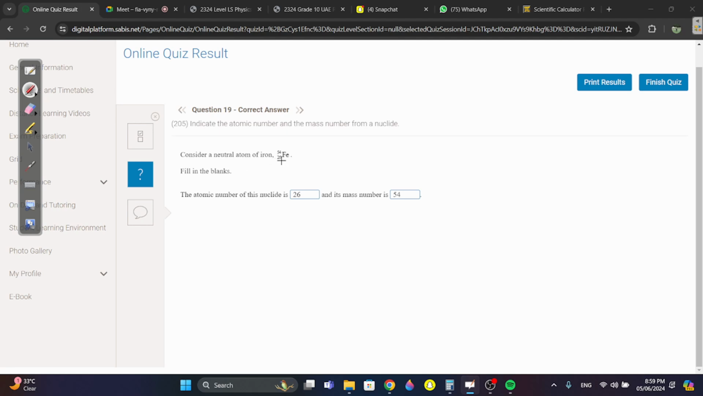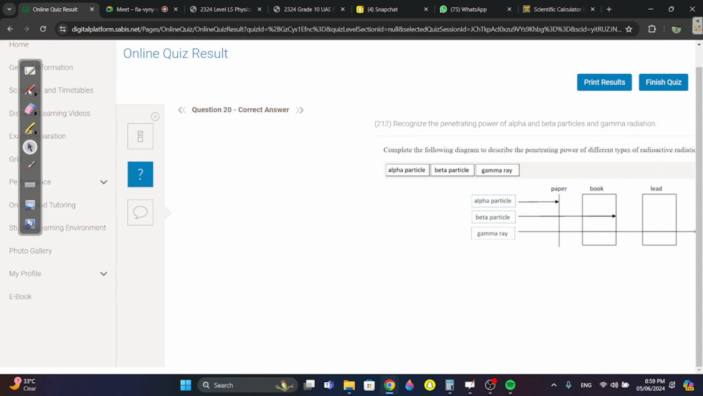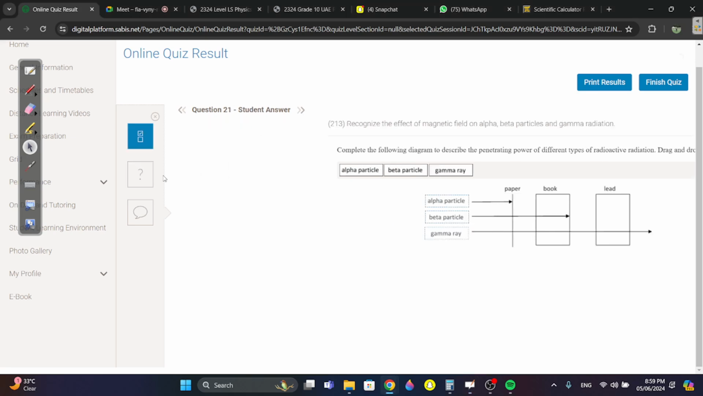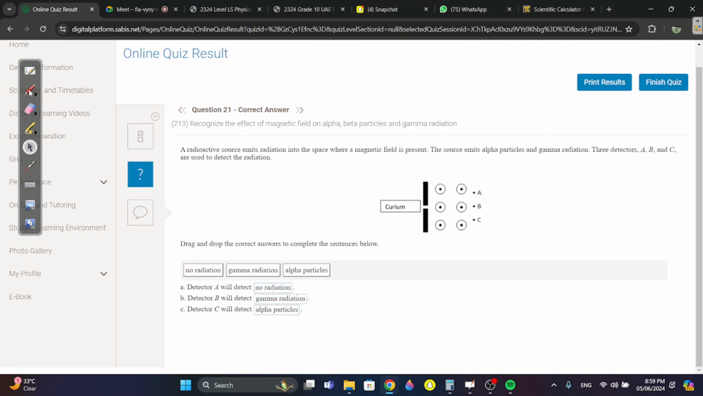Okay, consider a neutral atom. What's the atomic number? 26, and the mass number is 54. Obviously, when it comes to penetrating power, alpha is the least, then beta, then gamma, and gamma will continue even after that. I told you it only decreases the speed, but it won't fully stop it. So here the source emits alpha and gamma. Detector A will detect no radiation, detector B will detect gamma, detector C will detect alpha.